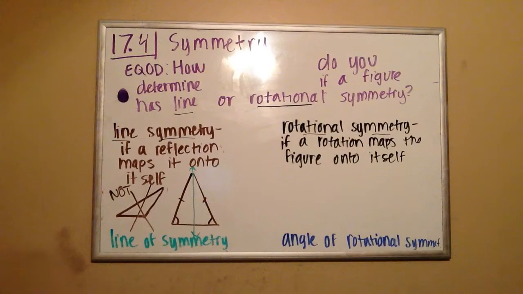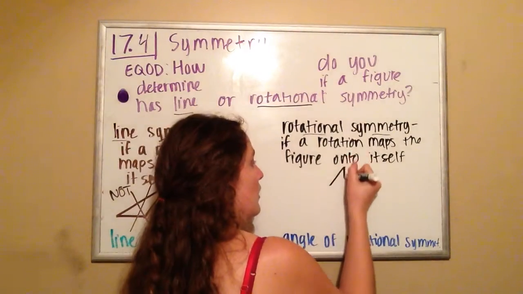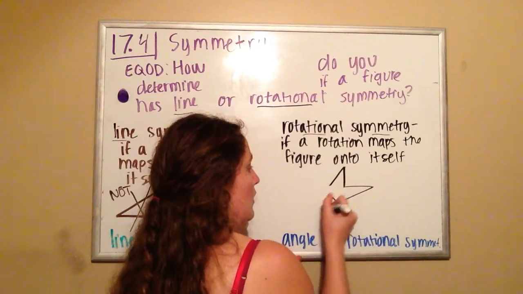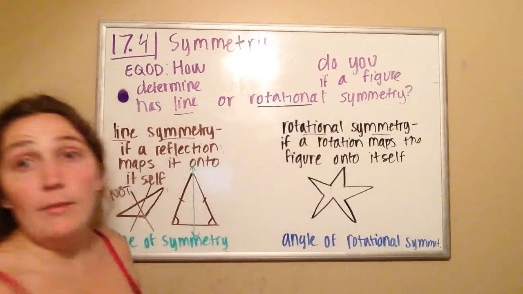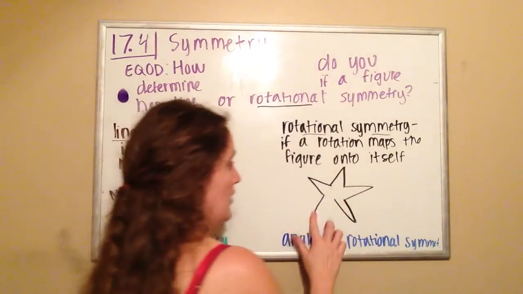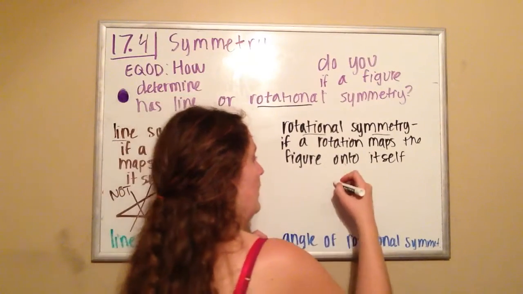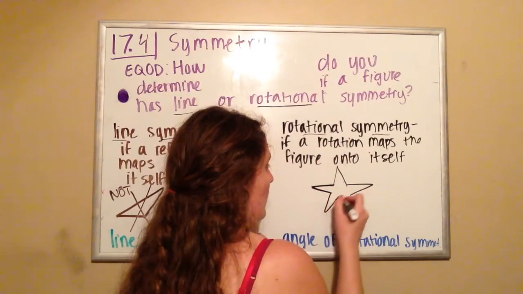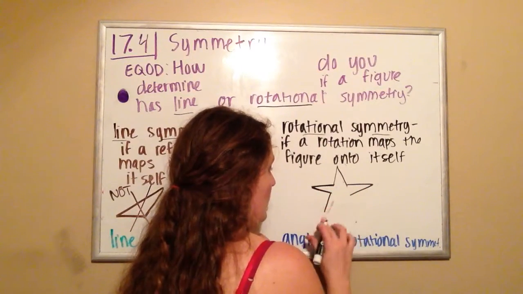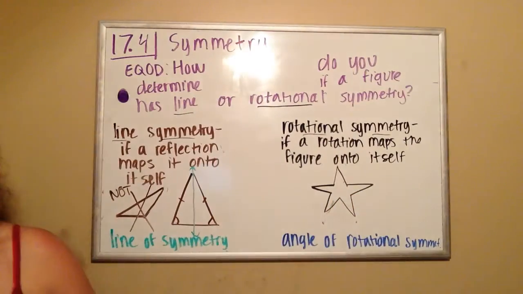Okay, rotational symmetry. If a rotation maps the figure onto itself. So for example, a star. Let's just assume my star is perfect because I'm a super great artist. Oh, this is such a bad star. I have to try again. Wow, this is terrible. Okay. Alright, that's better. Okay, so rotational symmetry.